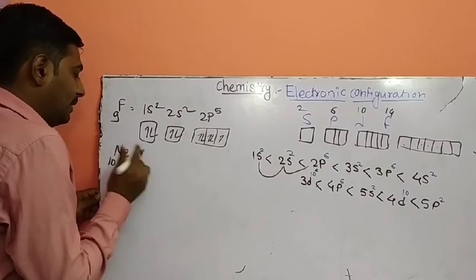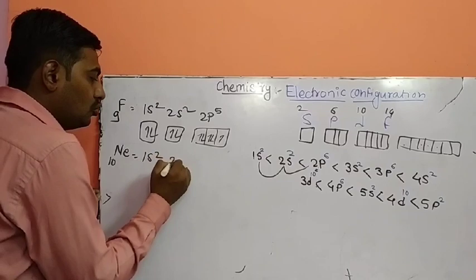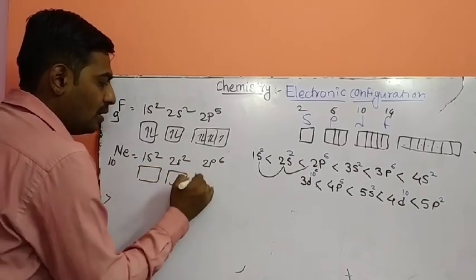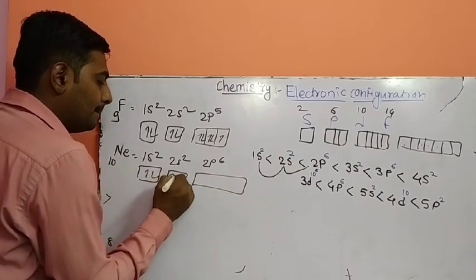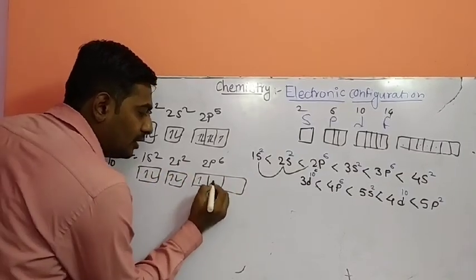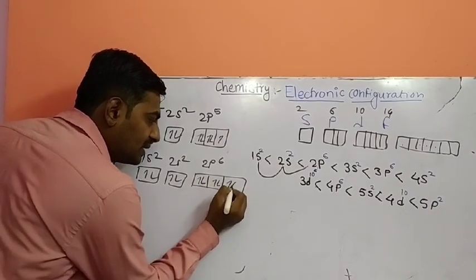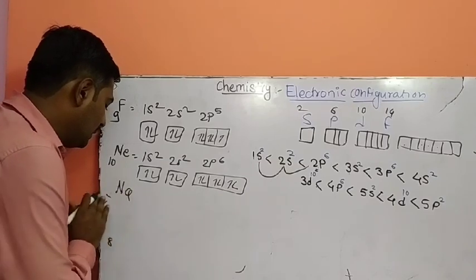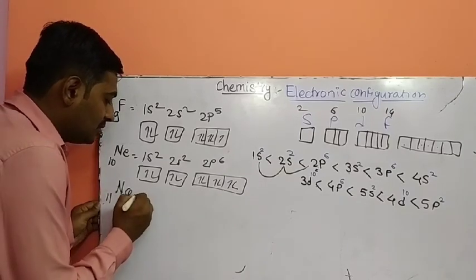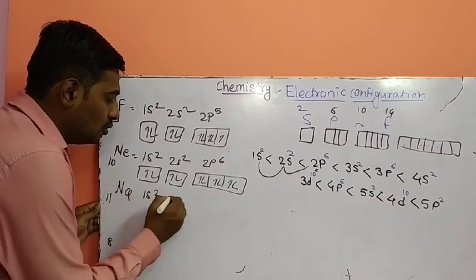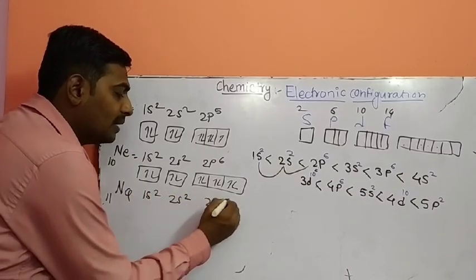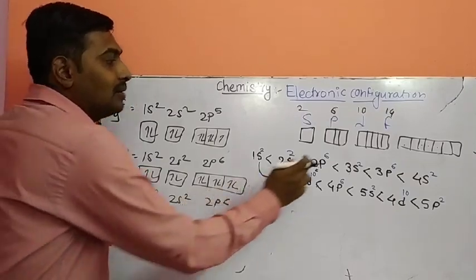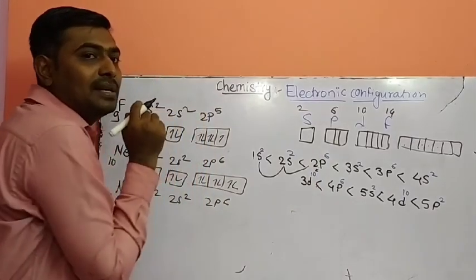Next, neon, atomic number 10: 1s2, 2s2, 2p6. How will 2p6 be written? 1, 2, 3, 4, 5, 6. So this is 2p6. Next, sodium, atomic number 11: 1s2, 2s2, 2p6. Can we write 2p7? No, because the p orbital has only 6 electron capacity.